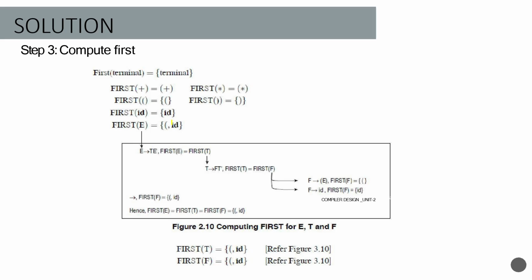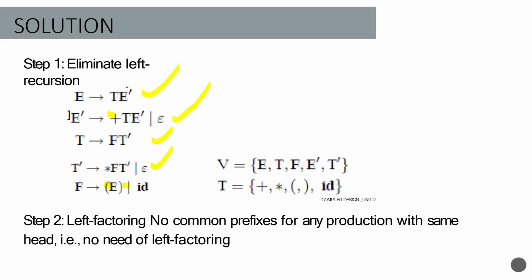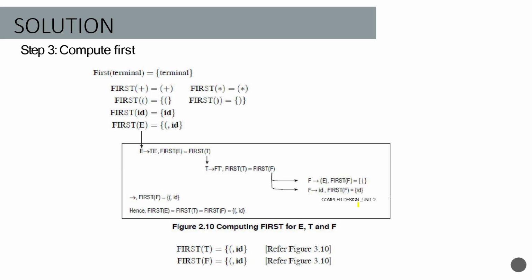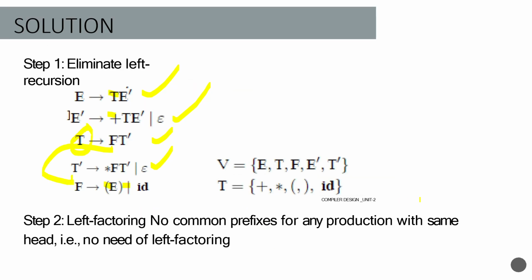Next, we need to find the first of all the non-terminals. We check the first of E. First of E is T, and T is a non-terminal, so again we need to come to the first of T. First of T is F, and F is a non-terminal, so again we need to come to the first of F. First of F is open bracket. So this is the first of F, which gives the first of E. First of E is open bracket.